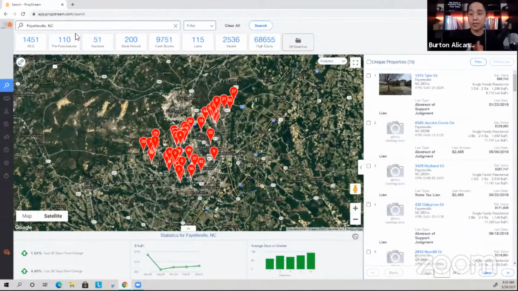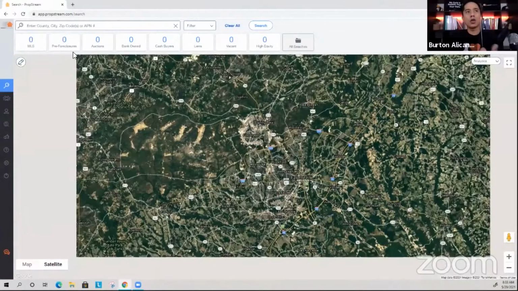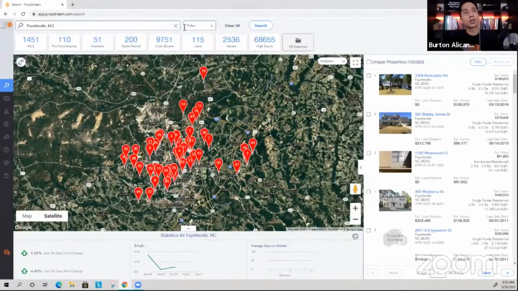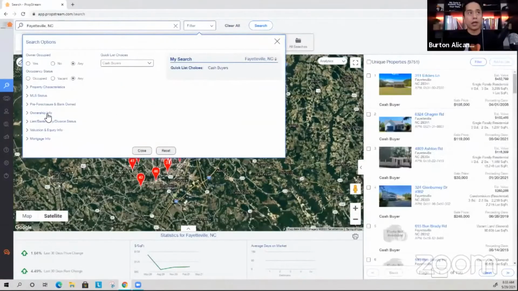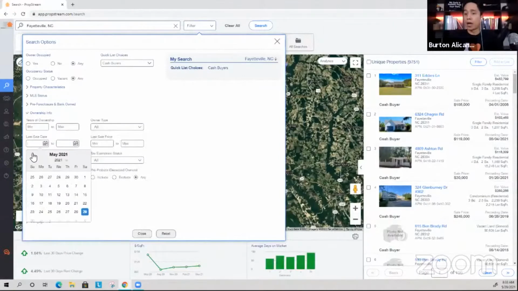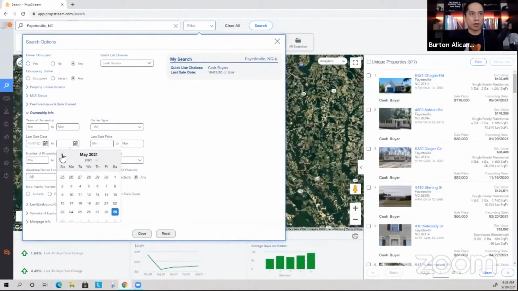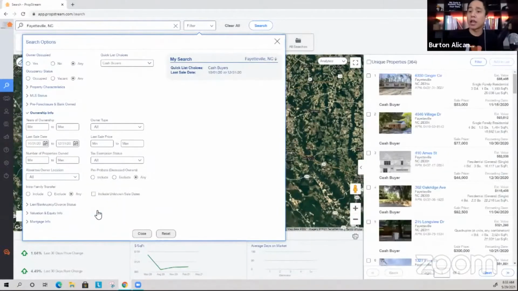I would say, if you ever want to see flippers in Fayetteville, just create the data for that. And they're like, what are you talking about? Well, all you need to do is think like a buyer. So go to Fayetteville, look for cash buyers, and let's say buyers that bought in the last quarter of last year, so from October to December of last year. People would be like, oh, okay, I get that. You're looking for buyers in the last quarter.